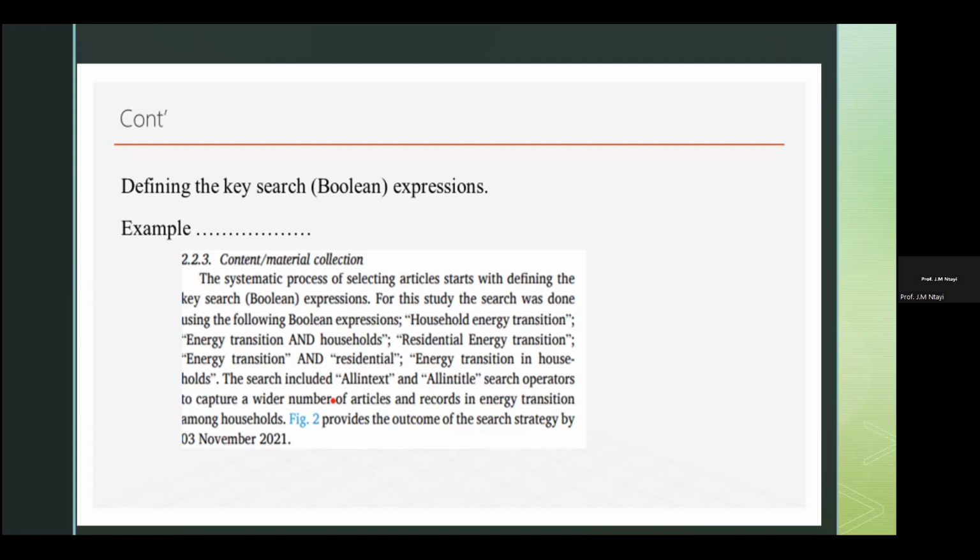Again, what do I do when I'm searching? I will now introduce what we call all in text and all in title. And these will be the operators that I'll be using to simply help me capture some of the information that I'm actually interested in.